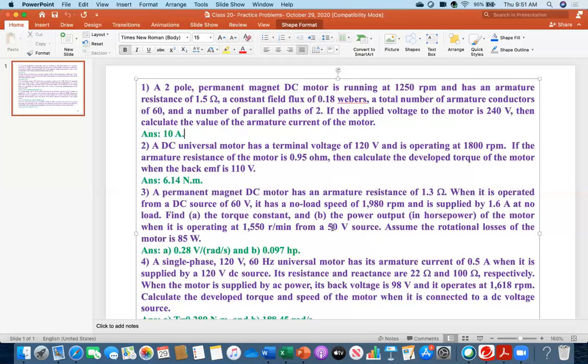Are you all trying? Yes, sir. Yes, I have number one done now. Yeah, I finished the first one. I'm working on the second one. Okay, so you got the 10 ampere, right? Yes, 10 amperes. Yep, sure did. 10 amps. Okay, that's great.